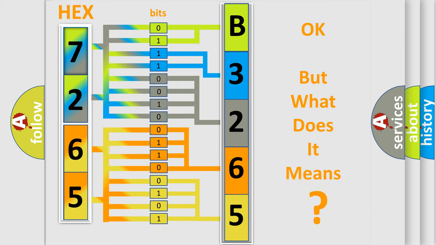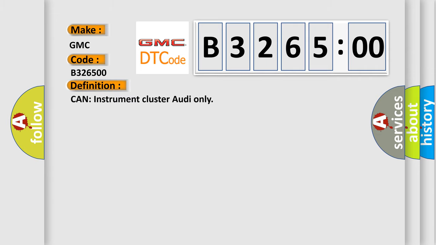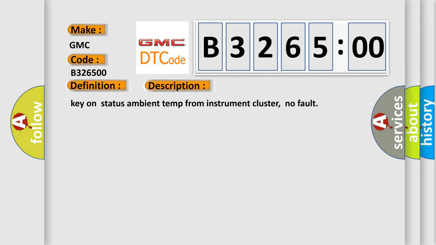The number itself does not make sense to us if we cannot assign information to what it actually expresses. So, what does the Diagnostic Trouble Code B3265-00 mean specifically for GMC car manufacturers? The basic definition is CAN instrument cluster Audi only. And now this is a short description of this DTC code. Key on status ambient temp from instrument cluster, no fault.